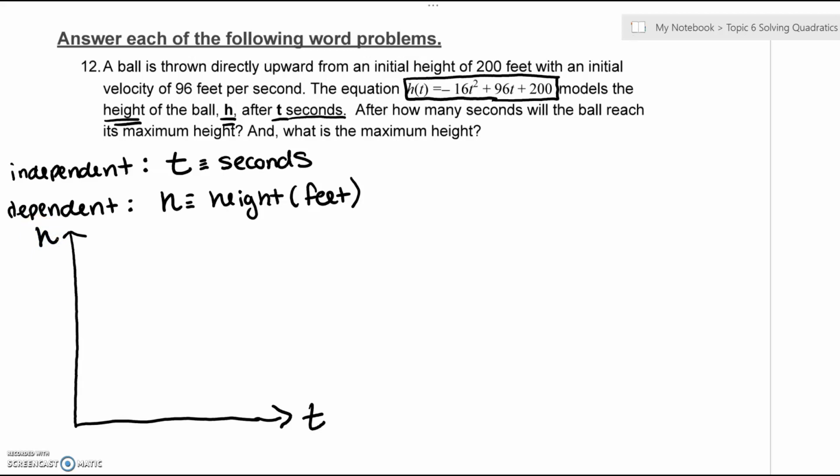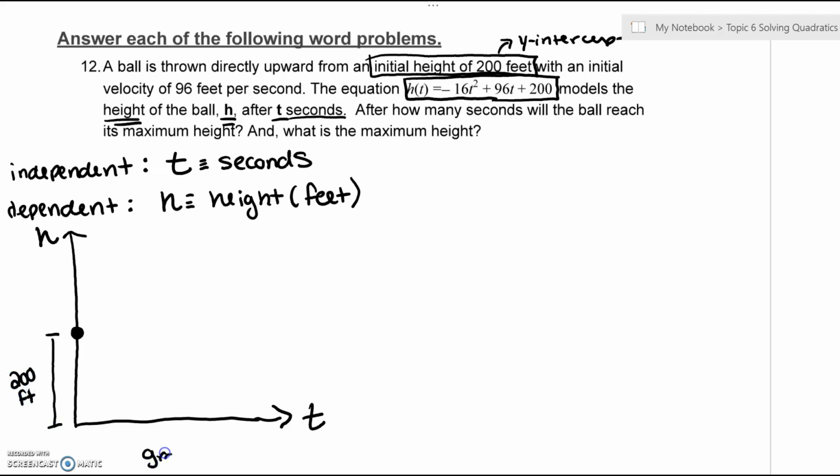And now let's think about some key things that they told us here. The ball is thrown upward from an initial height of 200 feet. We talked about this on our study guide. The words initial or beginning or starting point are always keywords for y-intercepts. So that means that this baseball, or whatever I'm throwing, is starting on the y-axis or the h-axis here, 200 feet up. Okay, 200 feet.